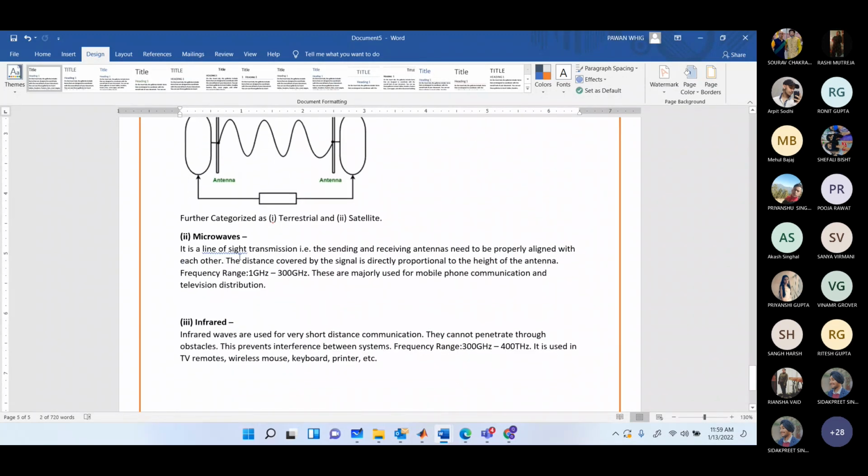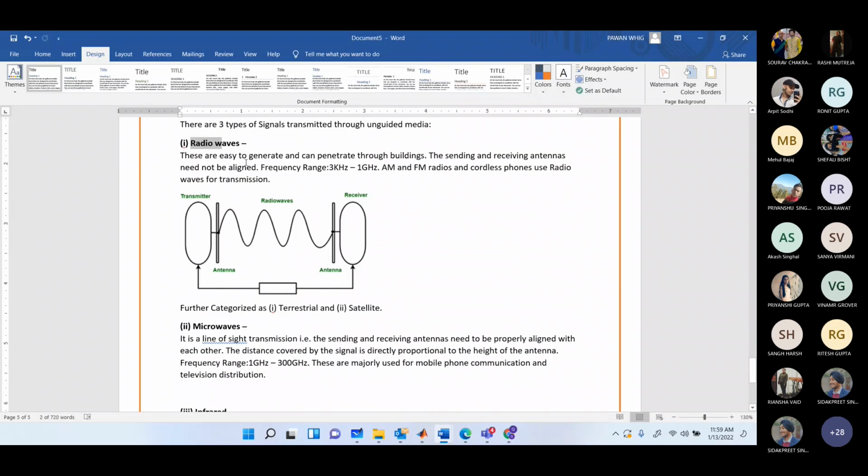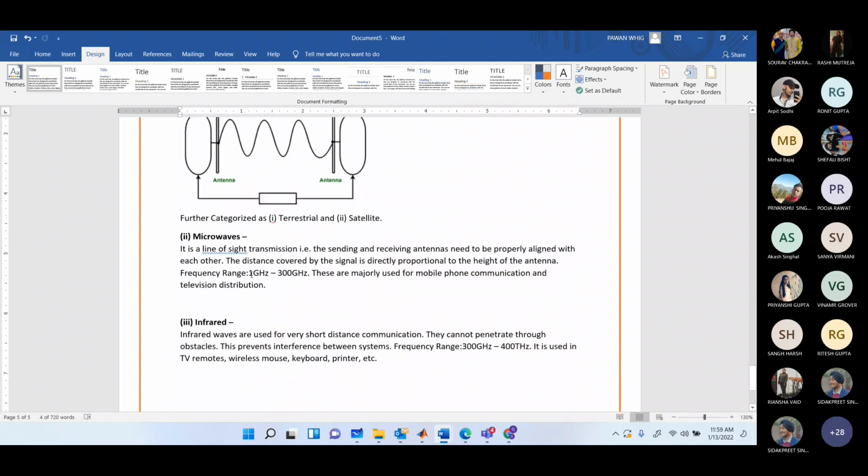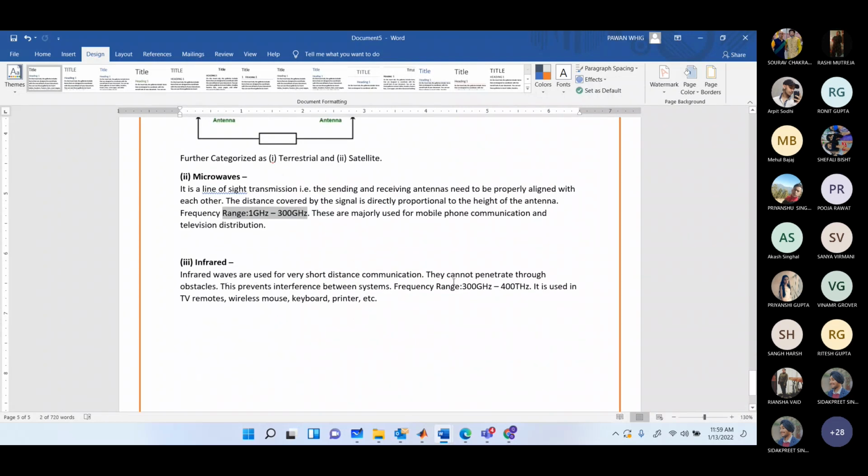Another one is microwave communication, which has one very important thing, what we call the frequency range. Radio waves are used in 3 kilohertz to 1 gigahertz. AM and FM radios are both transmitted through this. Microwaves have a higher range, that is 1 gigahertz to 300 gigahertz. And the last one is infrared rays, which have a frequency range of 300 gigahertz to 400 terahertz. So it is used for TV remotes, wireless mouse, wireless keyboard, printers. These are all infrared things.